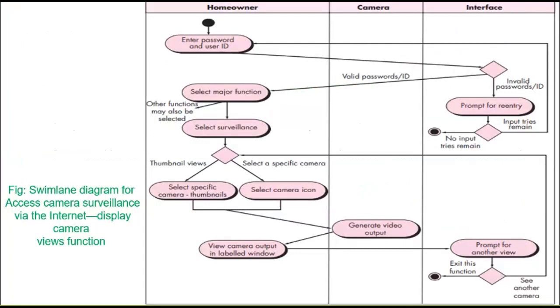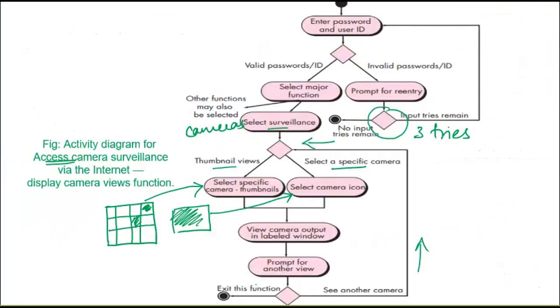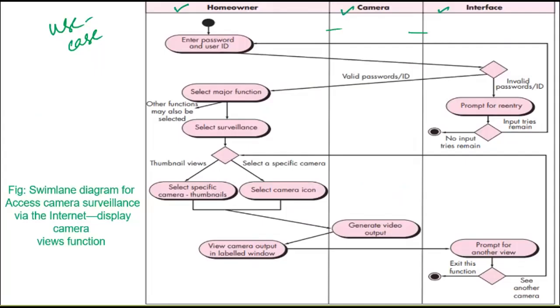Now you've seen this is the same activity diagram. You've split it into different views. Now these views can be taken from the use case diagram. Now within the use case diagram, you had the homeowner, you've got cameras, you've got interfaces. Now within the activity diagram, if you remove these lines, it is the same activity diagram that we have seen, the same view. But in here, you are identifying who is actually doing the job. So this homeowner is entering the user ID and password. The interface's job is to check whether it is a valid password or an invalid password.